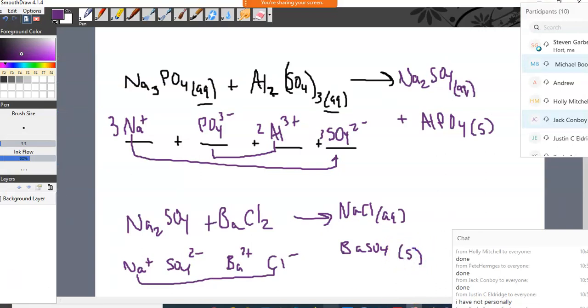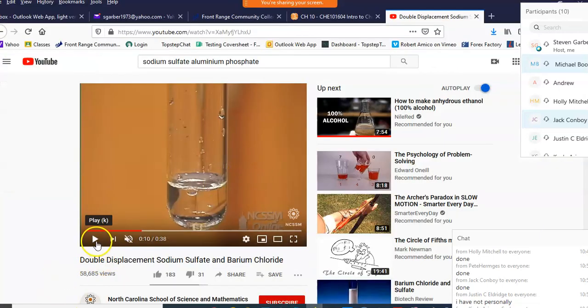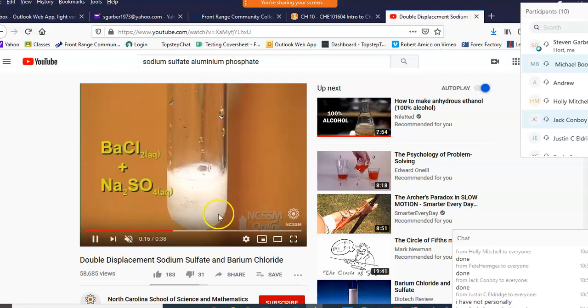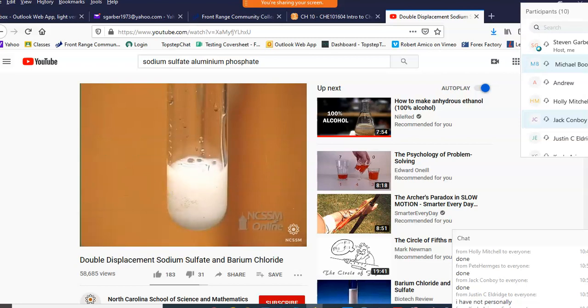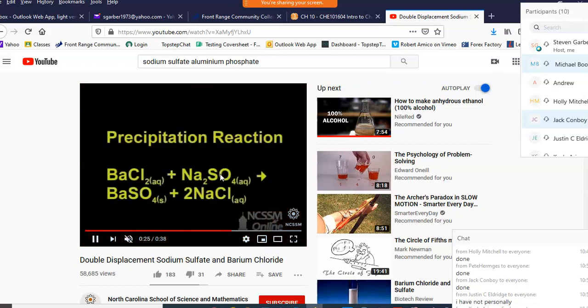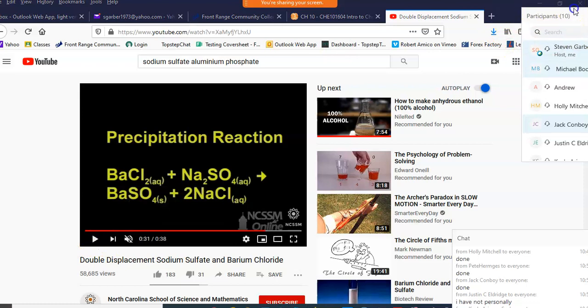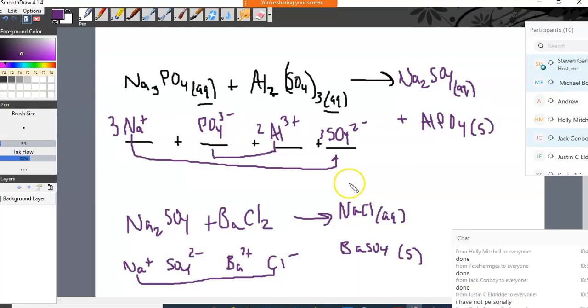All right, so when you do the reaction, you should see a white precipitate. Here's the sodium sulfate down here. Barium chloride is added in, boom, immediately you get that white solid forming. Barium sulfate is the solid, and the sodium chloride stays in solution. Since we can't do lab, you'll just have to see it this way.